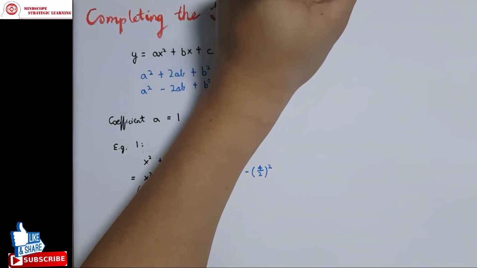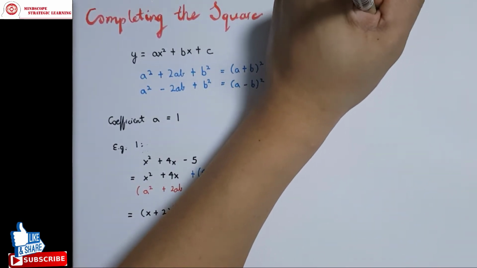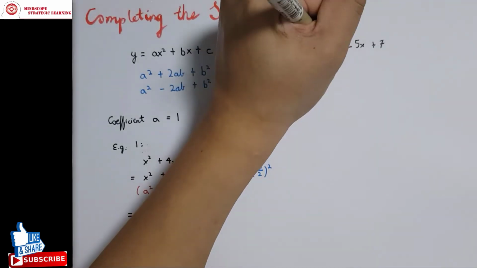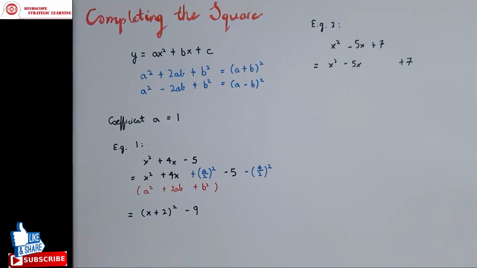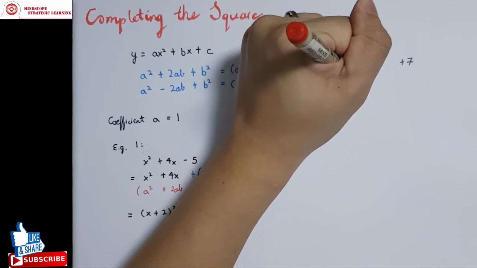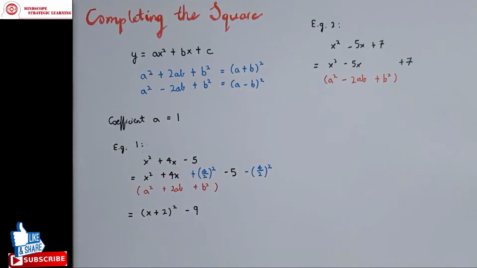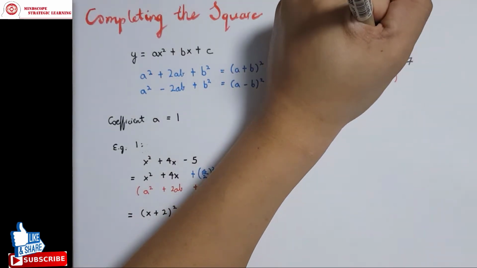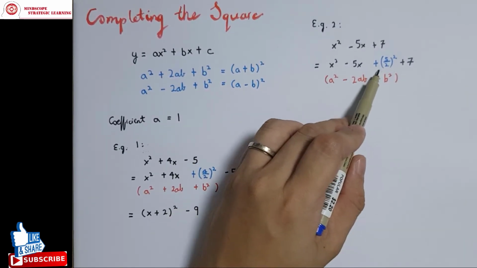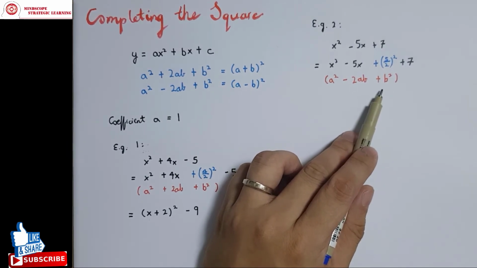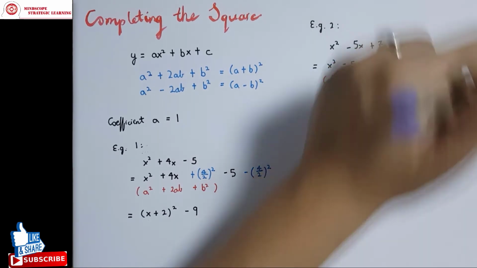Next, we have our example 2. For example 2, we have x squared minus 5x plus 7. Now, again, we use the same principle. We can write x squared minus 5x and place the plus 7 far away. Now, we are comparing instead with a squared minus 2ab plus b squared, like so. Comparing, again, our b is just the center term divided by 2. So we are going to add (5 over 2) bracketed squared. Note that although this is a minus, we are still adding, as the formula is a squared minus 2ab plus b squared. So therefore, again, we need to balance the equation by minusing (5 over 2) squared at the end.